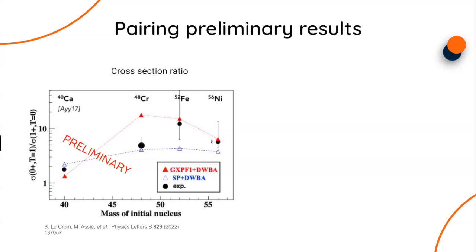We see that for 56 nickel and 52 iron, the points seem to follow the red curve a bit, even if the error bars are a bit important. But we see that for 48 chromium, the preliminary result that I obtained is extremely close, even compatible with the single particle plus DWBA configuration.